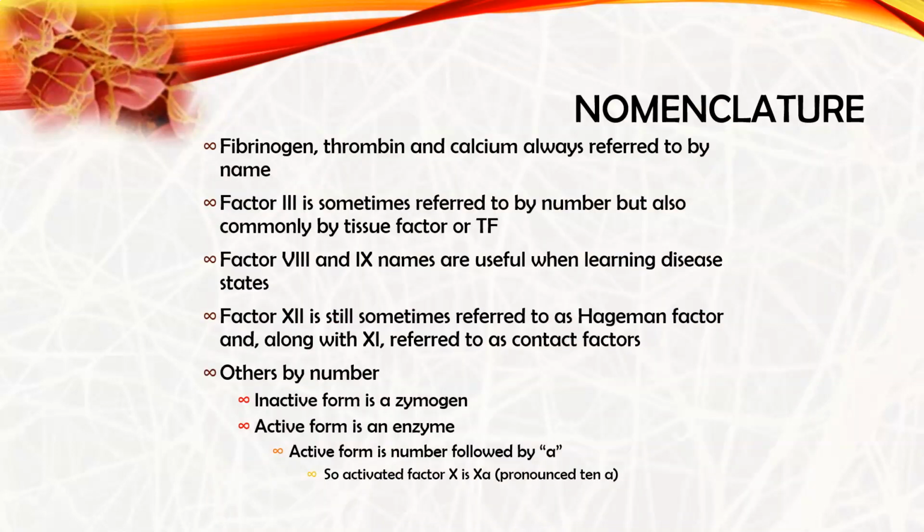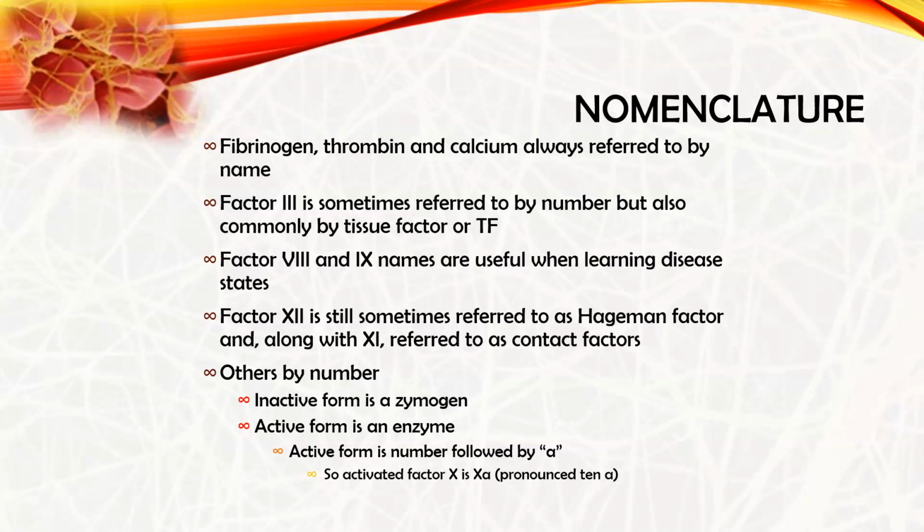So factor 1 is fibrinogen. We never call it factor 1. It's almost always referred to as fibrinogen. Factor 2 is technically prothrombin. That's the inactive form. Most of the time we refer to it as the activated form, or the enzymatic form, and that is thrombin. While calcium may be coag factor 4, we don't call it that. We simply call it calcium, or calcium ions.